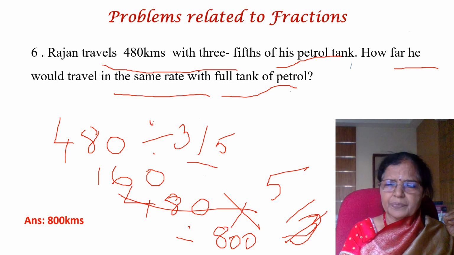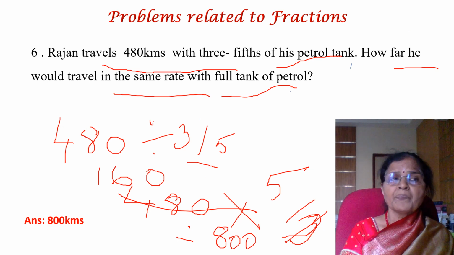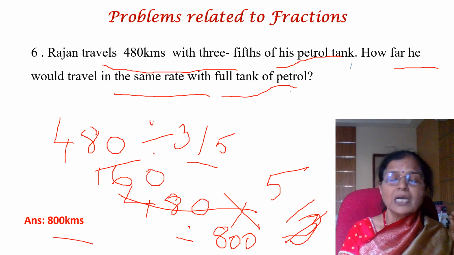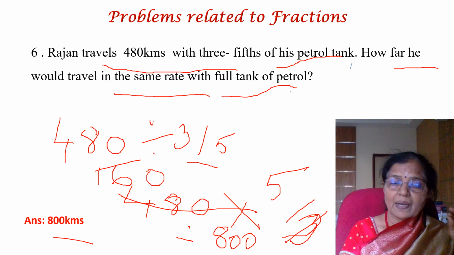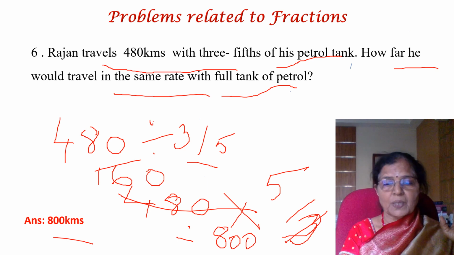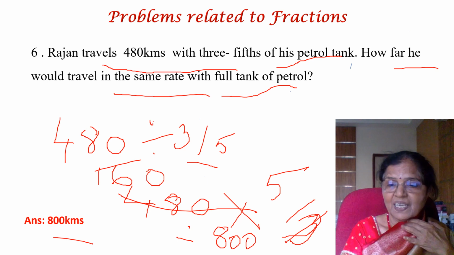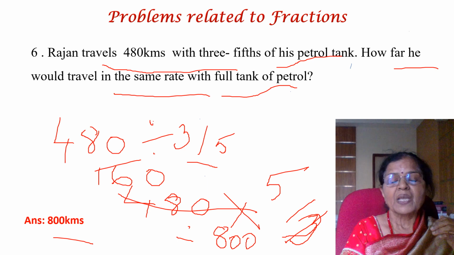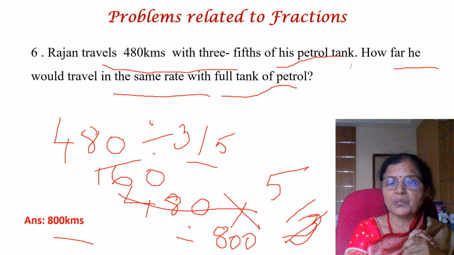There is a trick to check: if with 3/5 of the petrol tank he could go 480, definitely with a full tank, which is 5 by 5, he should go more than 480. So definitely 800 kilometers is more than 480. So this is a way to check whether your answer could be the right one. Anything above 480 may be right, but here 800 is above 480. You can be assured of the correctness of your answer.